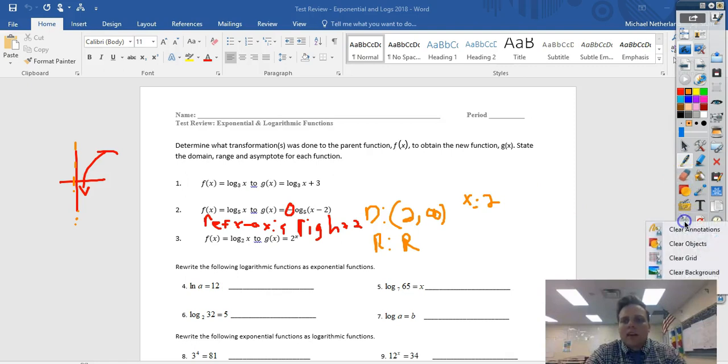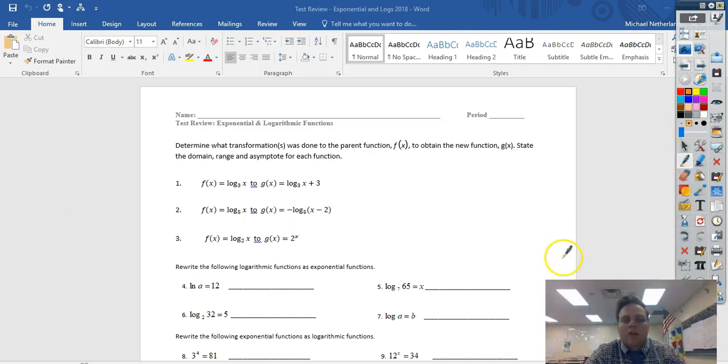Alright? Okay, let's get our third problem, which goes from log base 2 of x to g of x, which is 2 to the x. So I went from log to exponential. So that's a reflection across the line y equals x. Because that's how you do inverses, right? You reflect them across the line y equals x.